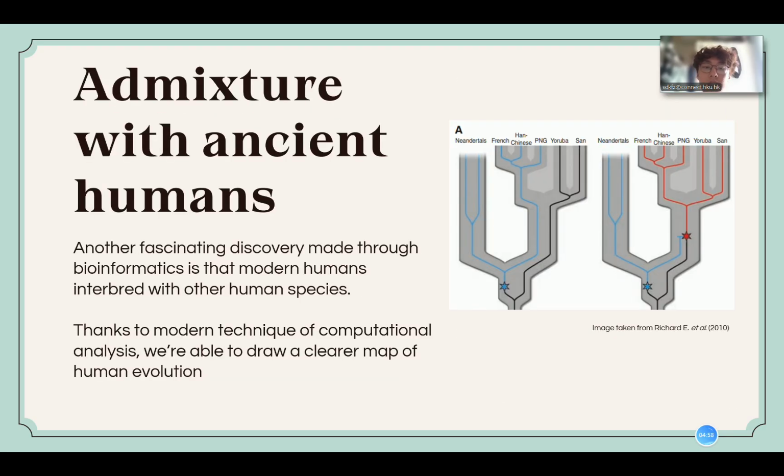And another fascinating discovery made through bioinformatics is that modern humans interbred with other human species. By sequencing ancient DNA from Neanderthals and Denisovans, researchers found that all non-African populations today carry about 1 to 2% Neanderthal DNA. People from Oceania and some parts of Asia also have up to 5% Denisovan DNA. These findings completely change our understanding of human evolution. Without computational methods, it would have been impossible to compare ancient damaged DNA with modern genomes.